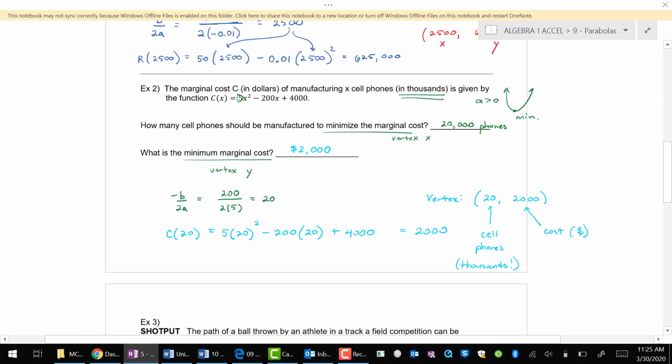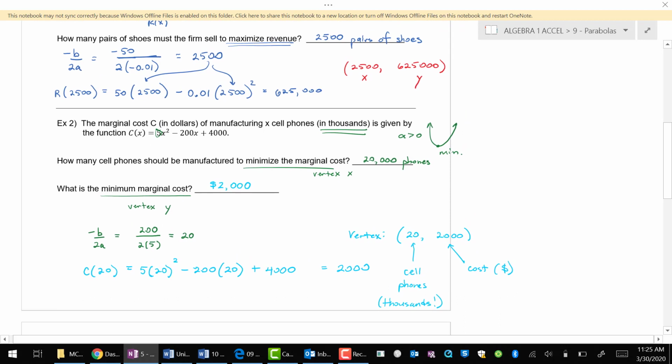There are 2 examples of applications of quadratic functions and how we can use the vertex to find the minimum or maximum values in each of these contextual situations.